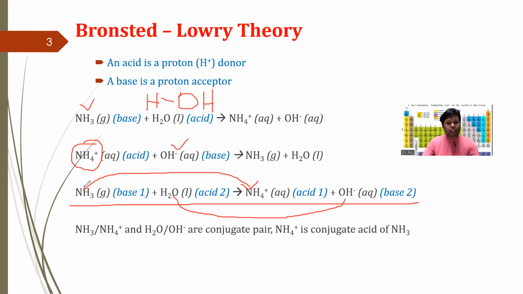So when this ammonia or this base accepts one proton, it becomes an acid. This is a base and acid pair, or we can consider acid base pair. Similarly, when this water or this acid donates one proton to form a base, then we can consider it as an acid base pair.